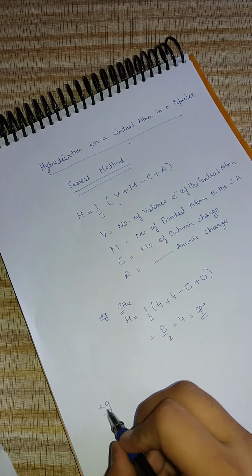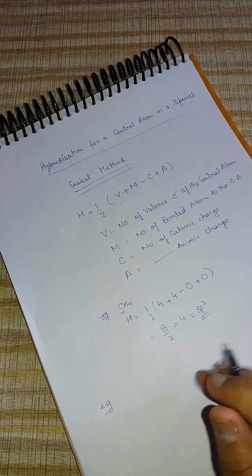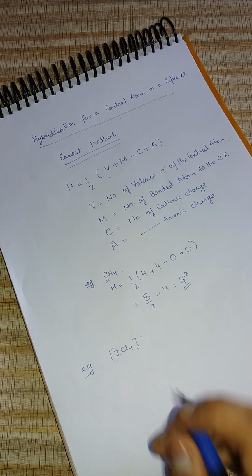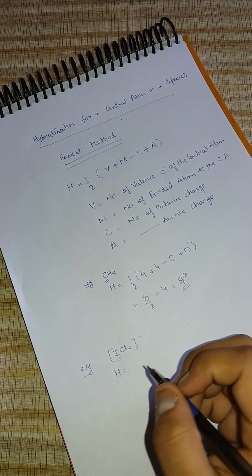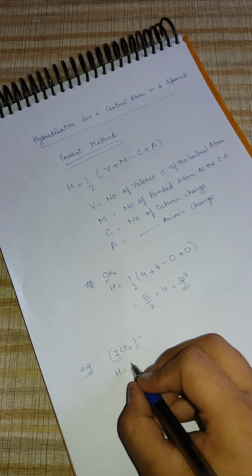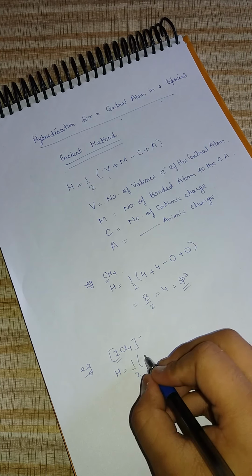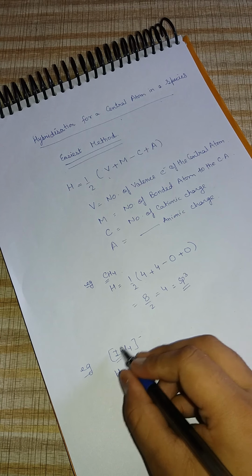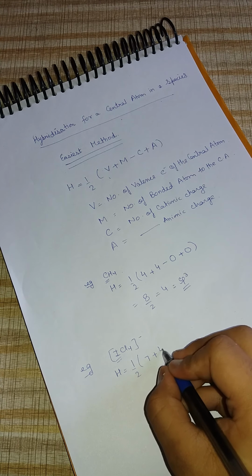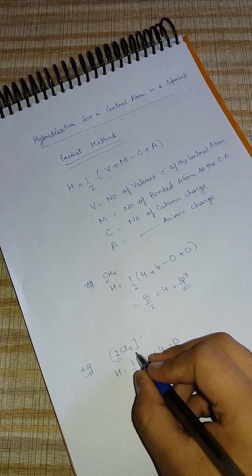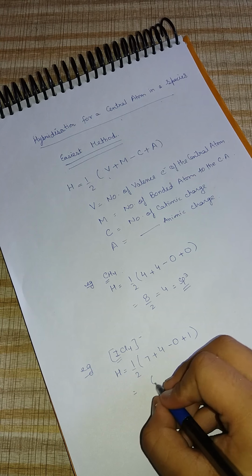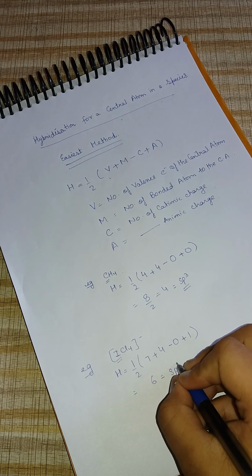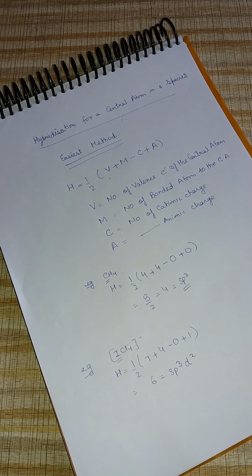Let's take another example, ICl4 minus. In this, the hybridization of iodine in the whole molecule is half: valence electrons 7, bonded by 4 chlorine atoms, so 4, no cationic charge, and we have one anionic charge, plus 1. So its hybridization number is 6, and its hybridization will be sp3d2.